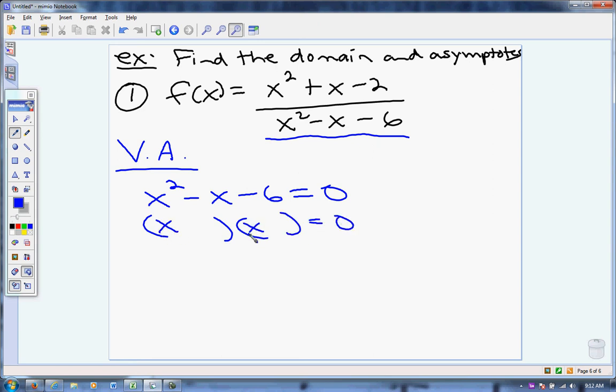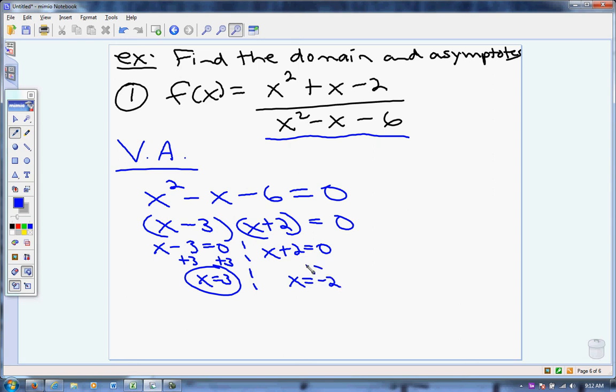So I factor, and you can use product sum or you can just use backwards FOIL. I think backwards FOIL is easier in this case. (x minus 3)(x plus 2). Split those up. Set x minus 3 equal to 0. So x equals 3. There's one of our vertical asymptotes. Set x plus 2 equal to 0. Obviously, that's going to be x equals negative 2. Both of those are locations of vertical asymptotes.